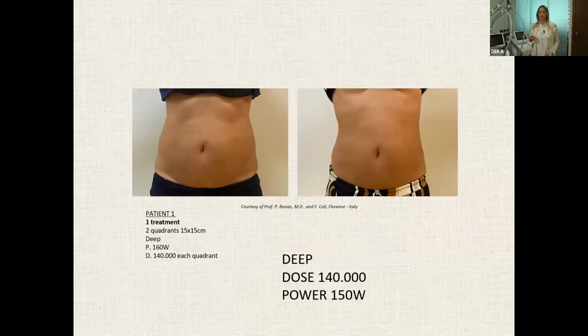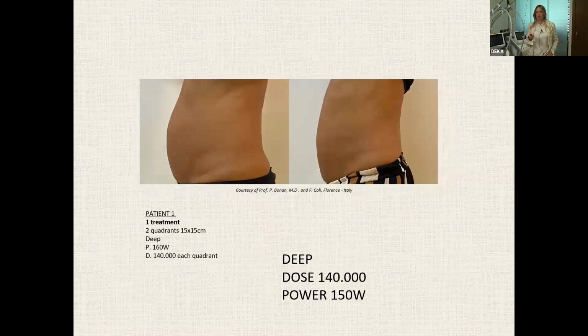This is after only one for fat reduction on the belly area. And I treated two quadrants, one on the left, one on the right of the belly button. And you see the loss of volume, and even she lost volume even on the flanks. She's the same patient, side view. Please take picture of your patient always, because they don't remember how they were.